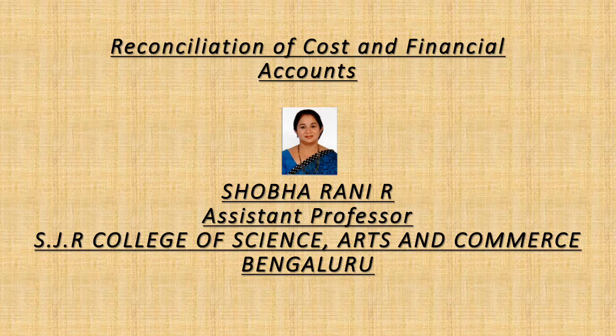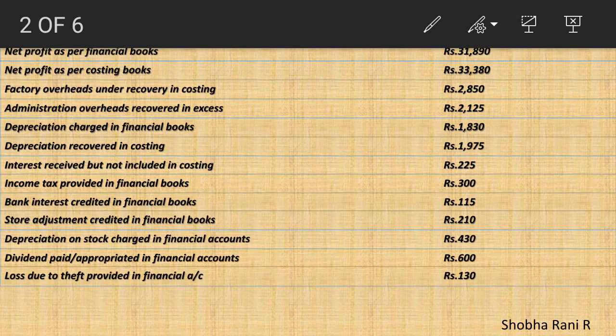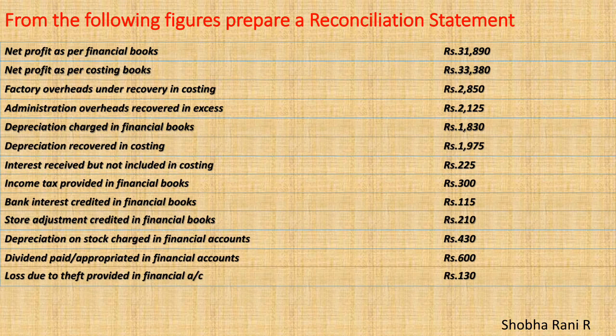Today I am going to take up the topic numerical problems on reconciliation of cost and financial accounts. In the given problem, they've asked us to prepare a reconciliation statement. Net profit as per financial books is given rupees 31,890. Net profit as per costing books is rupees 33,380. Factory overheads under recovered in costing 2,850.